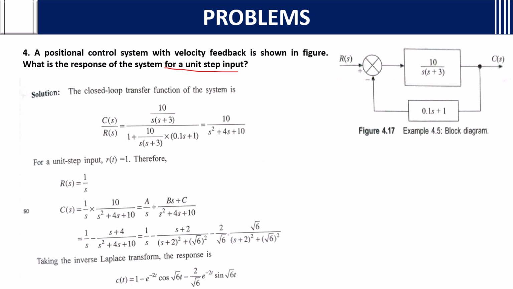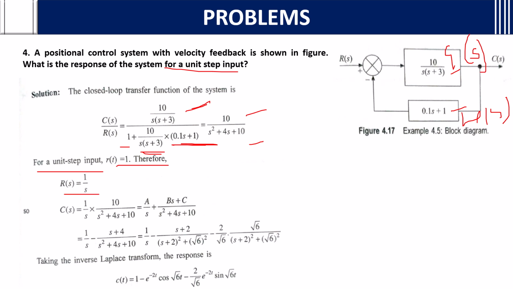So the closed loop transfer function, if you see, this is G(s) and this is H(s). You put G(s) by 1 plus G(s) into H(s). So G(s) is this, and this is H(s). If you substitute, you will get 10 by s square plus 4s plus 10. For a unit step input, r(t) will become 1, so R(s) is 1 by s. You can substitute R(s) here. So C(s) will become 1 by s into 10 by s square plus 4s plus 10.